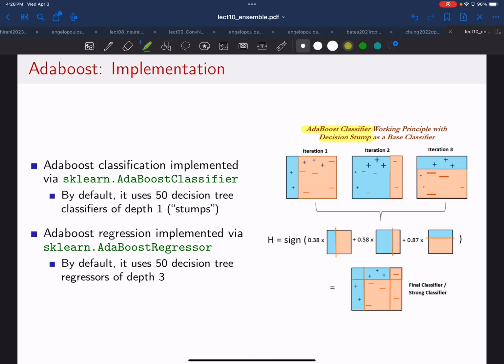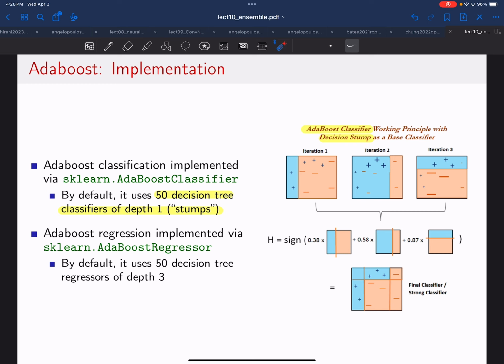A decision stump is a decision tree with depth 1. So in other words, it does one split, splits the data in half, and that's it. And it assigns values to those two outputs. So that's all it does.